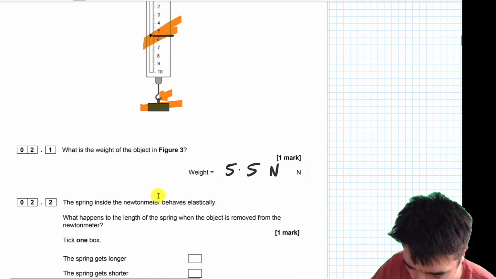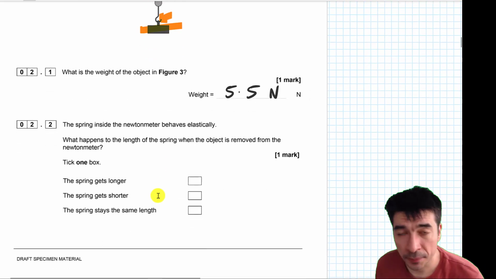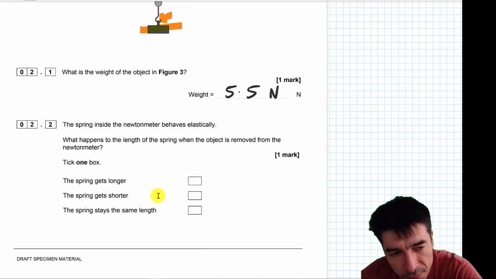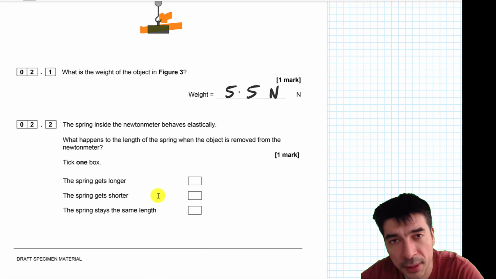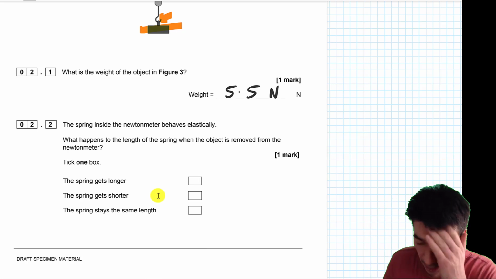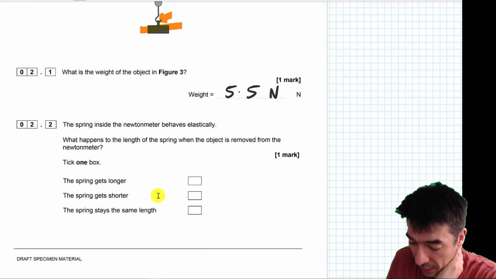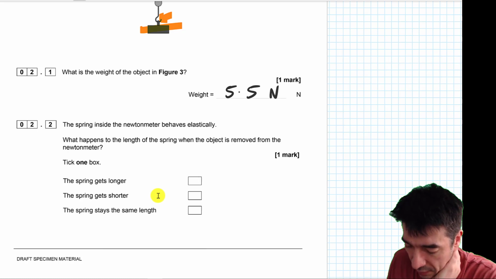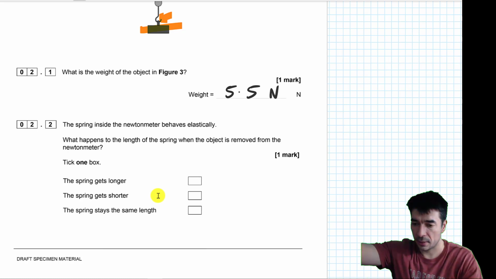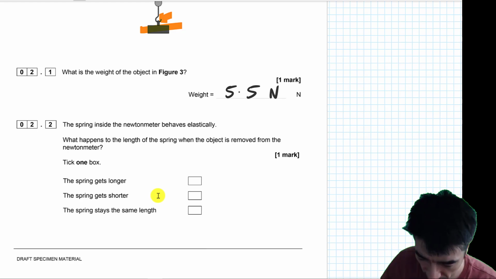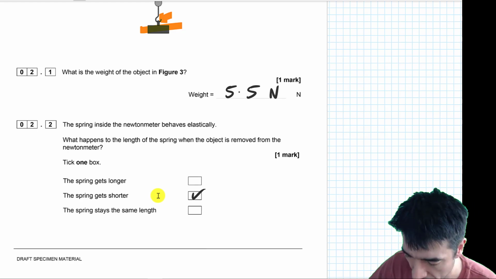Okay, so elastic materials return to their original shape, right? That's what they do. So the spring inside the Newton meter behaves elastically. What happens to the length of the spring when the object is removed from the Newton meter? So I've hung the weight, I take it off, it goes back to its original shape, so the spring gets shorter.